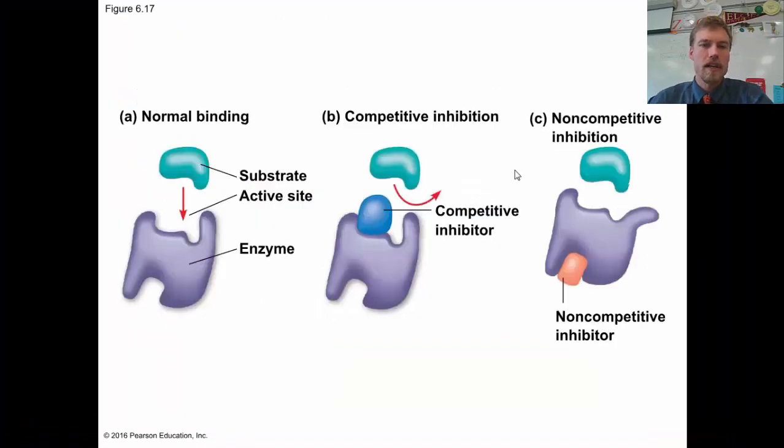So here's an example of inhibitors at play. A competitive inhibitor, again, is going to bind at the active site and prevent that substrate from binding. And then we have the non-competitive inhibitor that is binding somewhere else on the enzyme. It's causing that shape change at the active site, and therefore the substrate cannot bind.